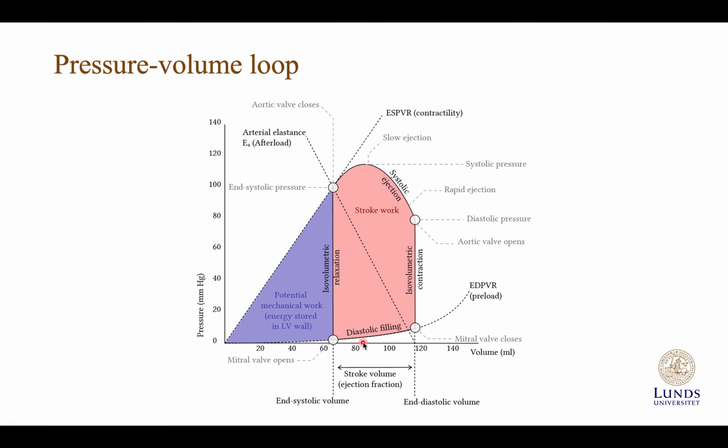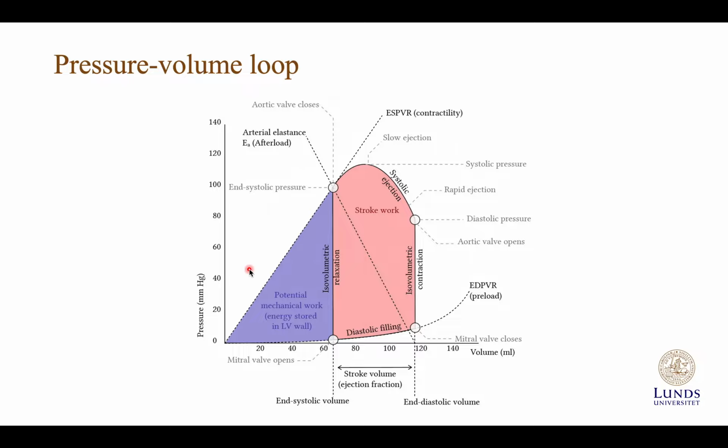The pressure volume loop is one of the most informative ways to understand how the heart works. It shows how pressure in the left ventricle changes as it fills and empties with blood during one heartbeat. On the horizontal axis, you have the left ventricular volume, and on the vertical axis, you have the left ventricular pressure. As the heart beats, the ventricle goes through filling, contraction, ejection, and relaxation. The loop you see represents these four phases, drawn in a counterclockwise manner.